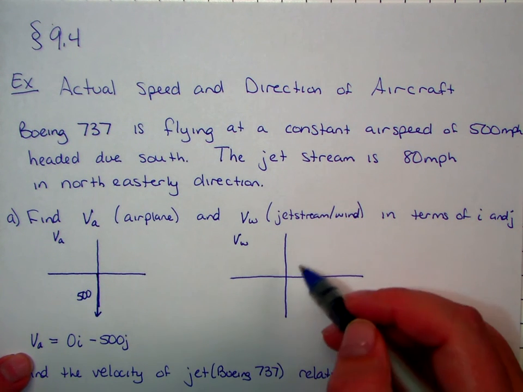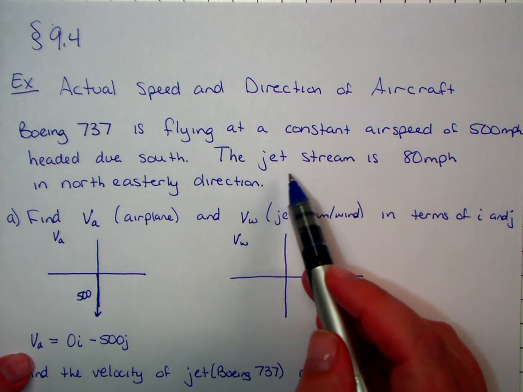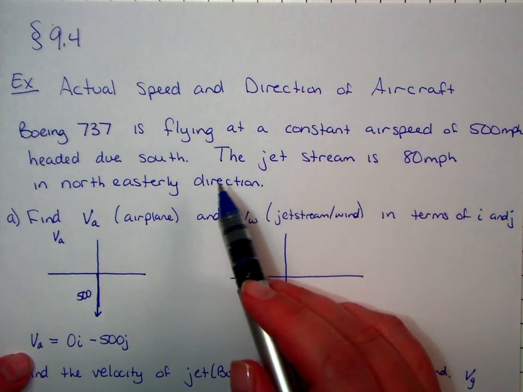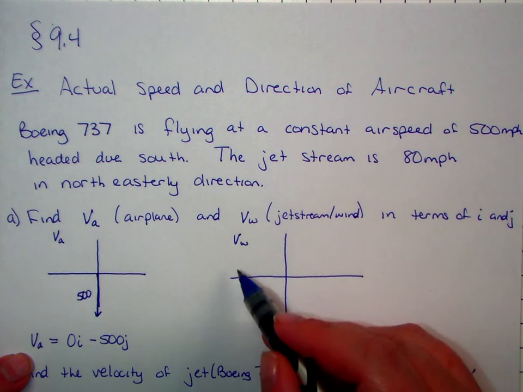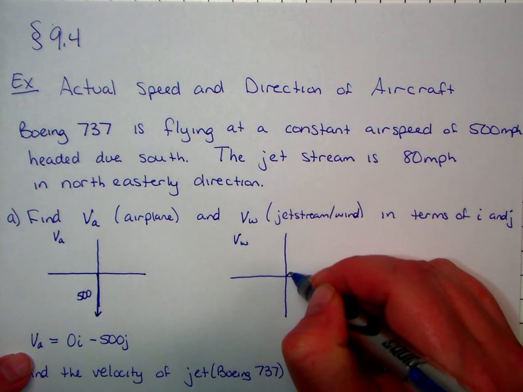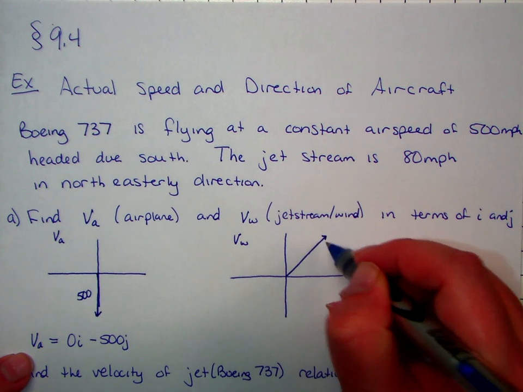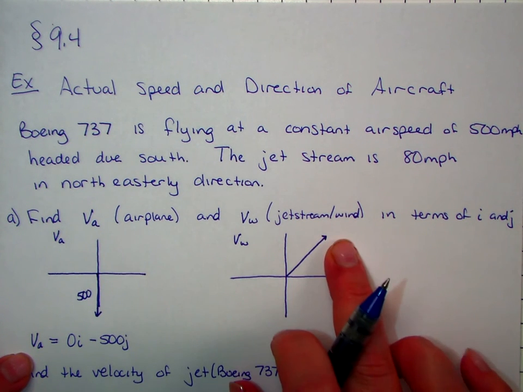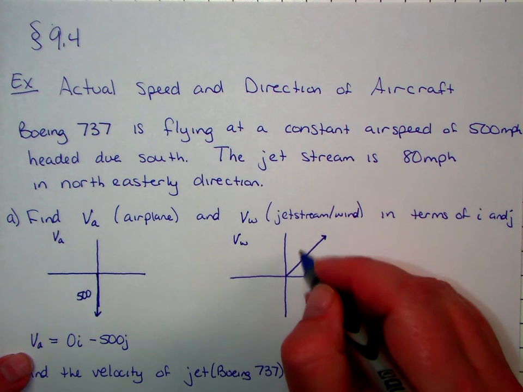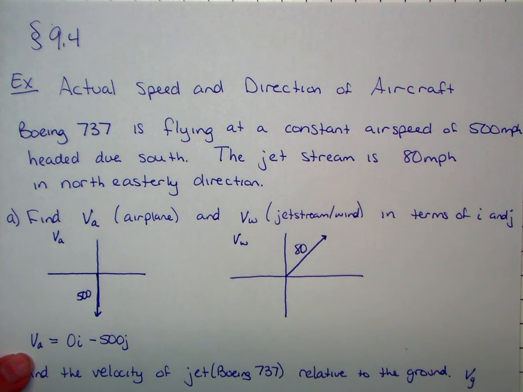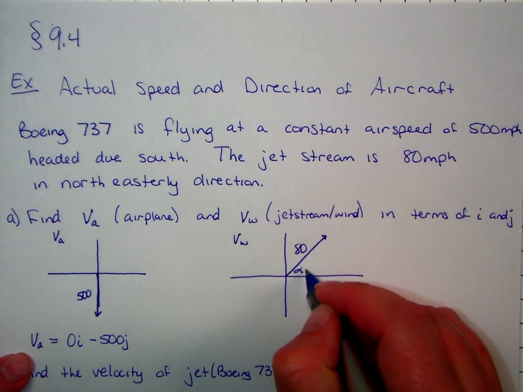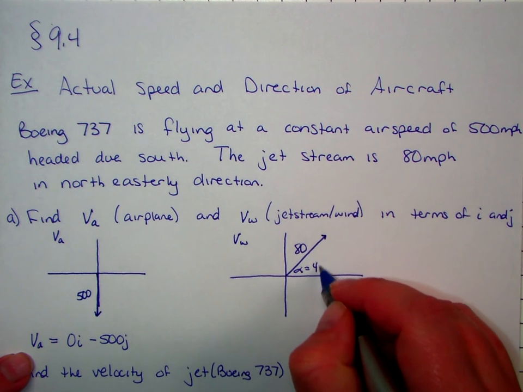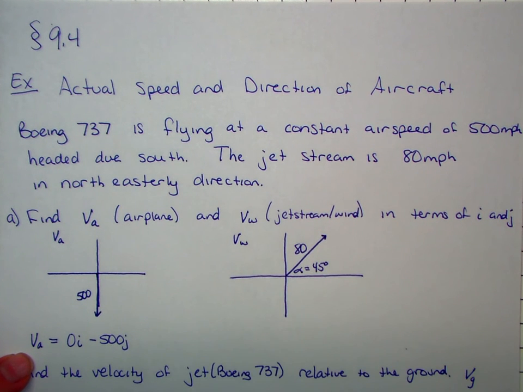Now, the vector for the wind. The jet stream is 80 miles per hour in a northeasterly direction. Northeasterly is a 45-degree angle, headed off in that direction. The magnitude of the jet stream is 80, because that's its speed. And the direction, northeast gives us an alpha of 45 degrees. I hope you agree.